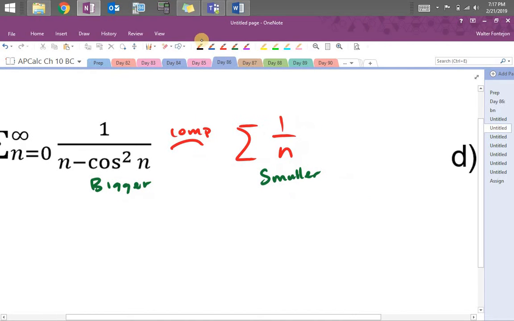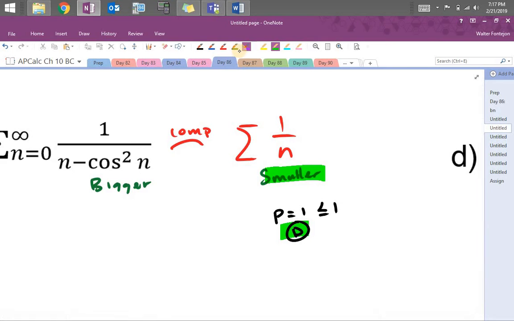Okay, let's run the test. We said this was p-series. I'm going to let p equal 1. That's going to be less than or equal to 1. This will diverge by the p-series test. Let's go ahead and make the comparison, smaller and diverge.